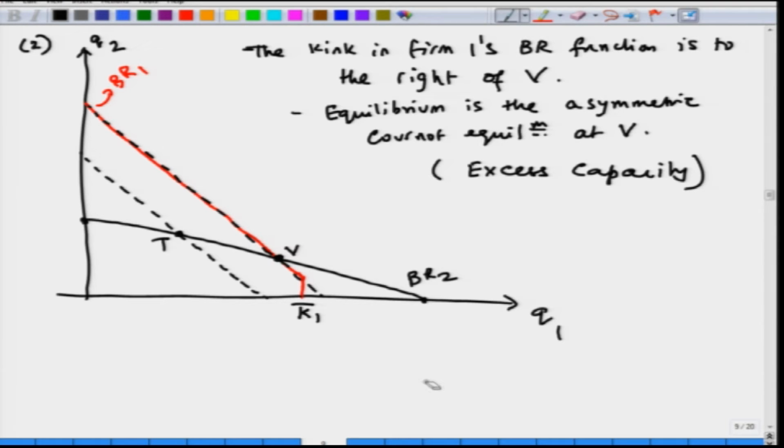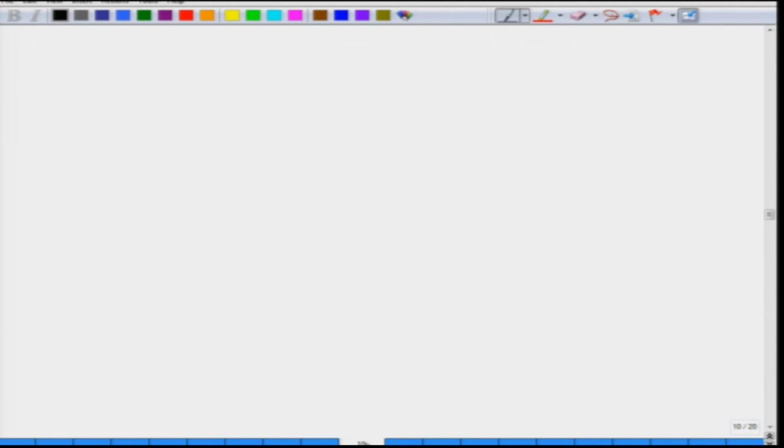We will later on ask whether it will be optimal for firm 1 to be choosing a K1 bar which is to the right of the point V. That is a separate question. Right now we are just saying, given the choice of capacity in stage 1, what are the Cournot outcomes that we will see in stage 2. Finally, let us look at an intermediate case wherein the kink in the best response function lies between T and V.